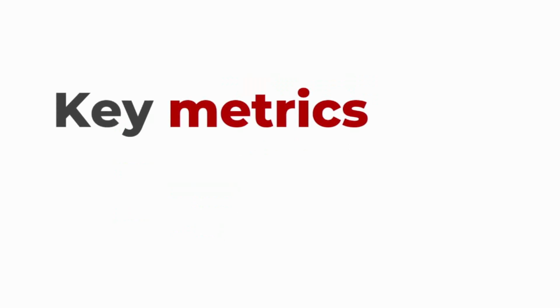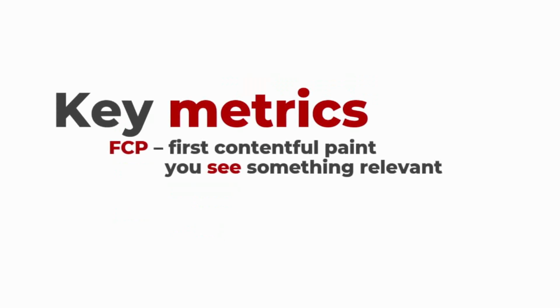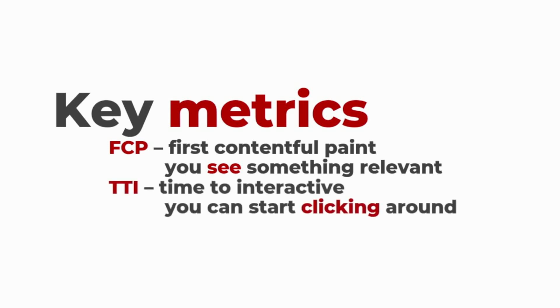Some key metrics here include FCP, standing for First Contentful Paint, or the difference between clicking the link for that website and actually seeing something meaningful on the screen. It's not necessarily the full web page, but you see something relevant on the screen. So your users are not left with a blank screen. And we have TTI, which stands for time to interactive, or once again the difference between clicking on that link and the user being able to click around, to navigate, do some stuff.